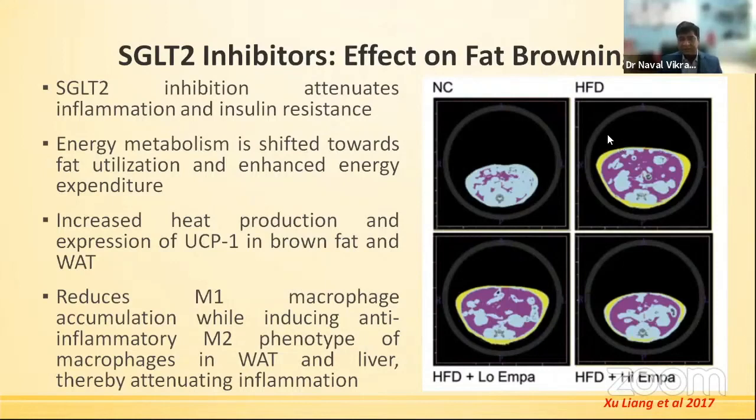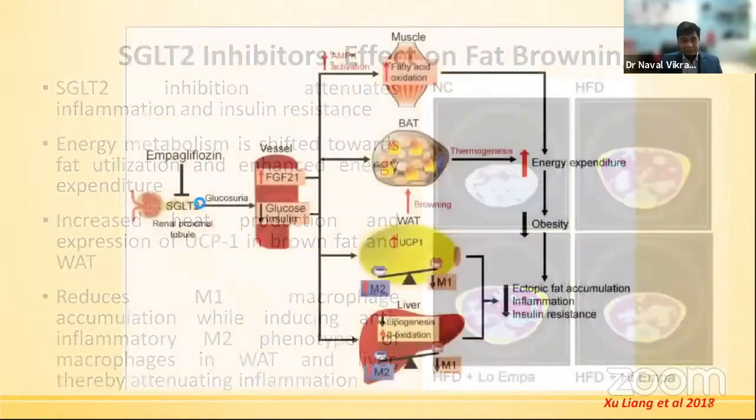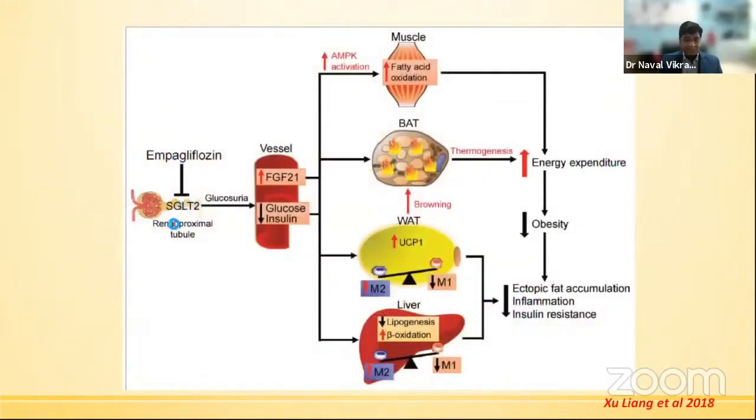And this figure here shows the normal controls, high-fat diet, this is mice, high-fat diet plus low empagliflozin and high-fat diet plus high empagliflozin. And we see here that there is decrease in the abdominal fat. Various mechanisms by which SGLT2 inhibitors can act: increase FGF21, as I mentioned, an important factor, by decreasing glucose, insulin, fatty acid oxidation, increased thermogenesis, and increased beta oxidation. So all this may act by all these methods.